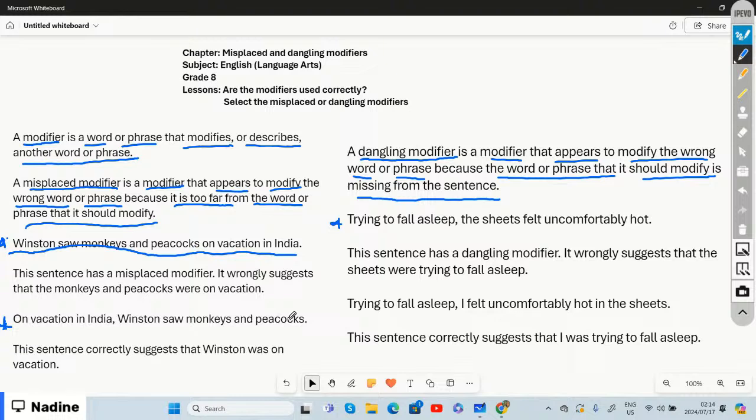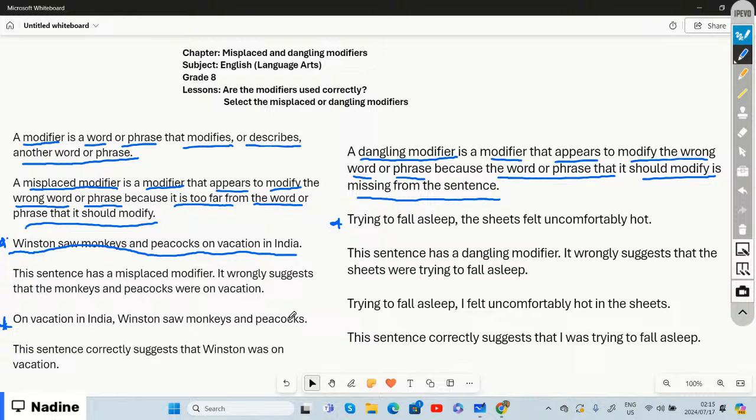Right? So, once again, before we go on to aplusstudents.ca, we are doing misplaced and dangling modifiers, and we have two different types of modifiers. We have the misplaced modifiers as well as the dangling modifiers. And modifiers, right? They are words or phrases that modify or describe another word or phrase.